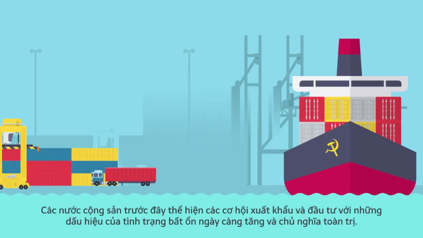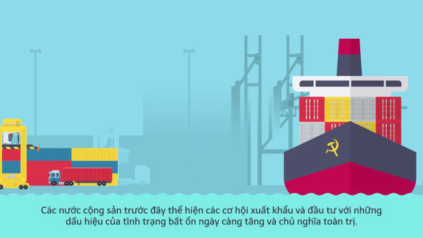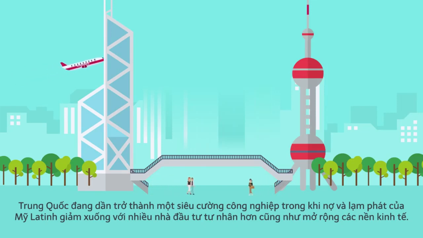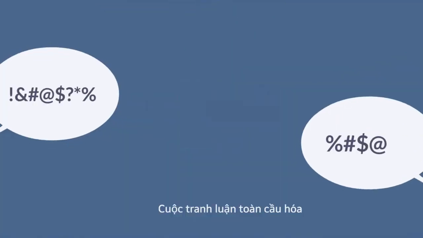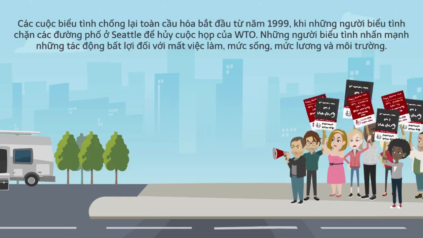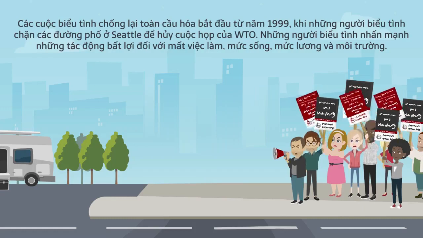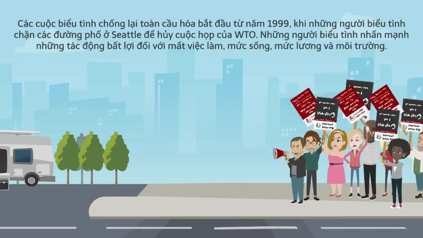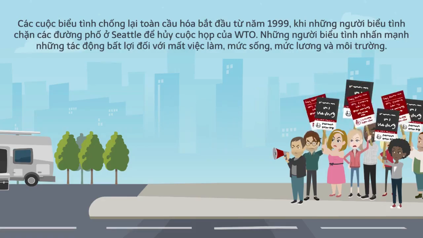The changing world order. Former communist countries present export and investment opportunities, with signs of growing unrest and totalitarianism. China is moving to become an industrial superpower, while Latin American debt and inflation are down, with more private investors and expanding economies. The globalization debate. Demonstrations against globalization date back to 1999, when protesters blocked the streets of Seattle in order to shut down the WTO meeting. The protesters stressed the detrimental effects on job losses, living standards, wage rates, and the environment.